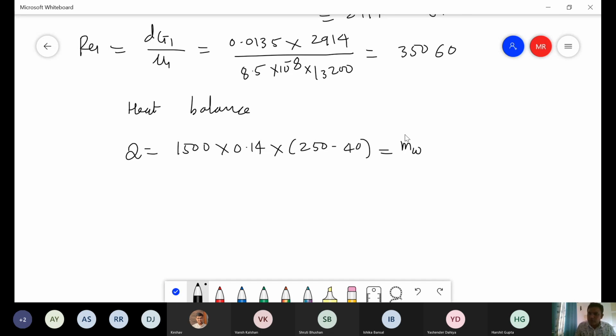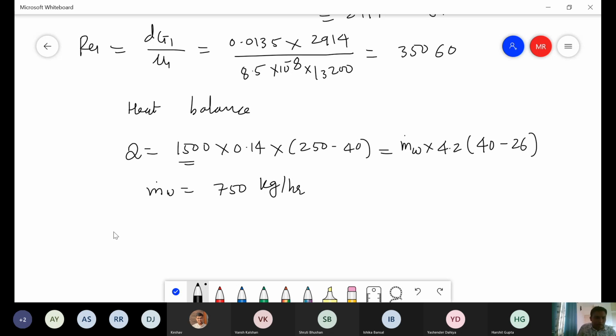So let's say the mass flow rate of the water is mw, into the specific heat of the water, which is given as 4.2, and the temperature change is given as 26. So we can calculate mw here by back calculation. So this comes out to be 750 kg per hour. Remember, this is given in kg per hour. So therefore mw will also have a unit of 750 kg per hour. Is it clear to everyone?